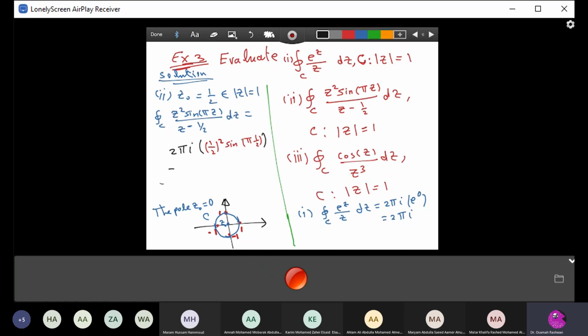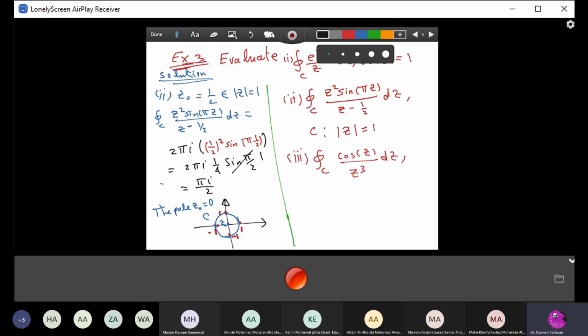So this will equal to what? 2 pi I, half squared is 1 over 4, sine pi over 2 is 1. So I end up with pi I over 2. Finish? Yes. Let's go for the last one. No need for this one.